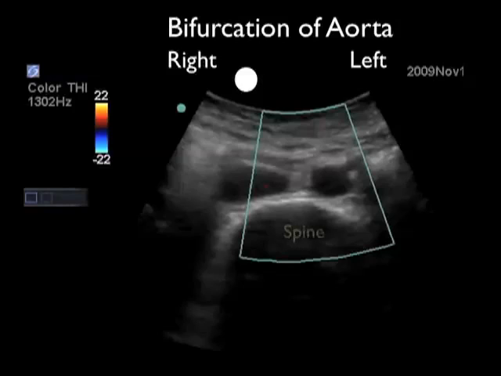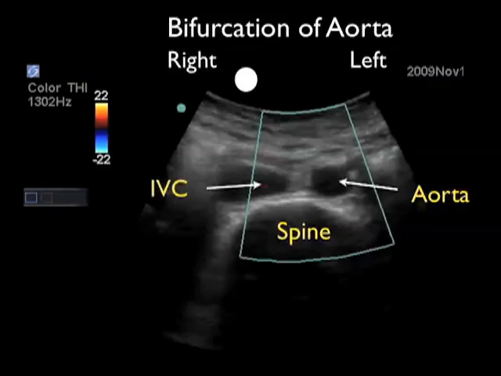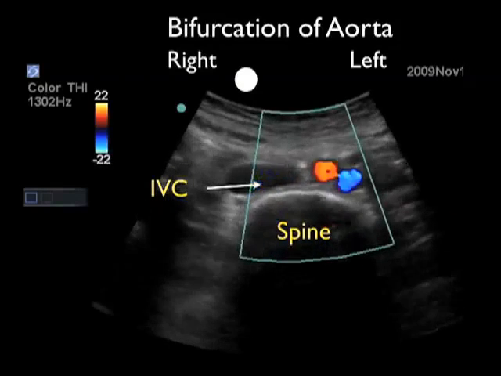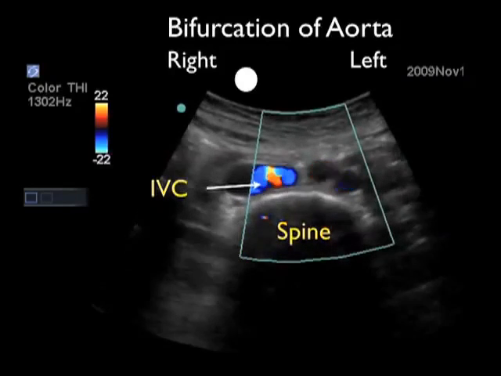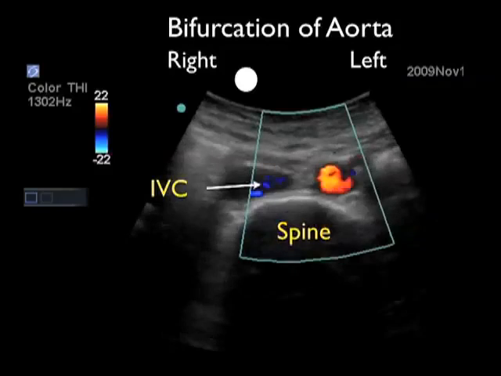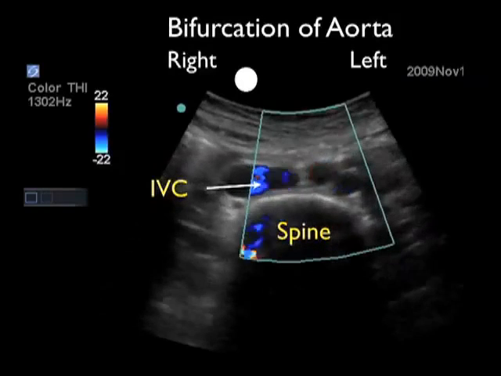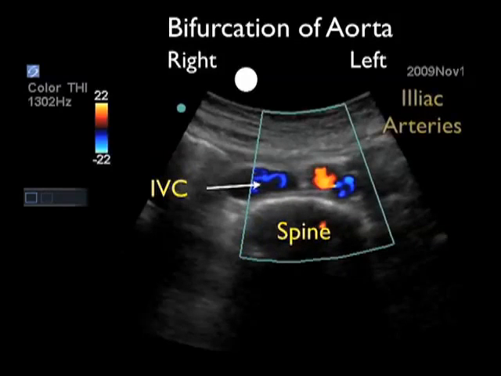Now we'll apply color flow Doppler to look at the bifurcation of the aorta. Again, we're in the short axis configuration, and we see the spine, IVC to the right, and aorta to the left. Let's put this into video play now, and what we see here is the pulsations of flow within the IVC and aorta, and we can see the aorta branching right there into the paired iliac arteries. Notice the pulsations within both of the paired iliac arteries. We'll still that down, and we can see the right and the left iliac arteries well delineated with the color flow Doppler.